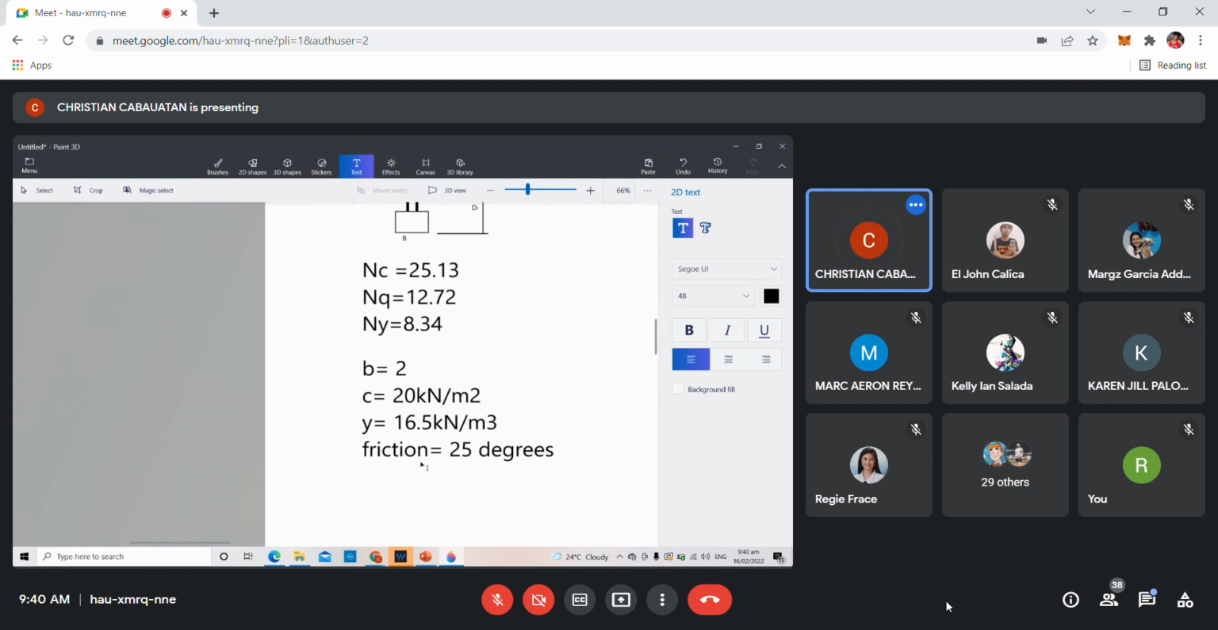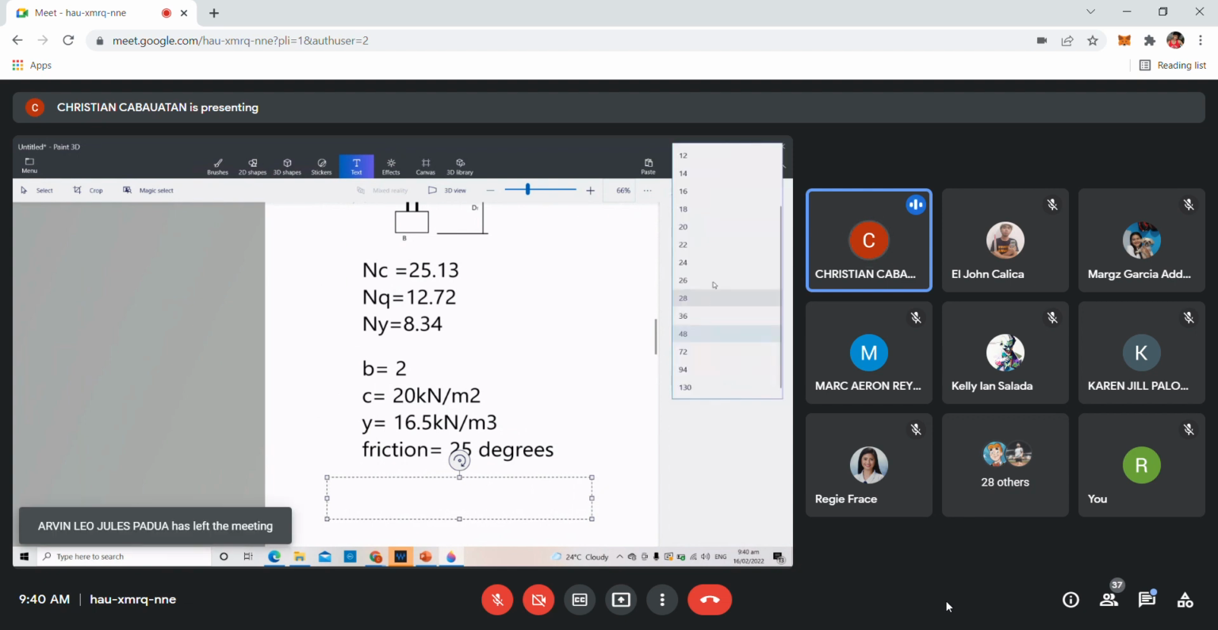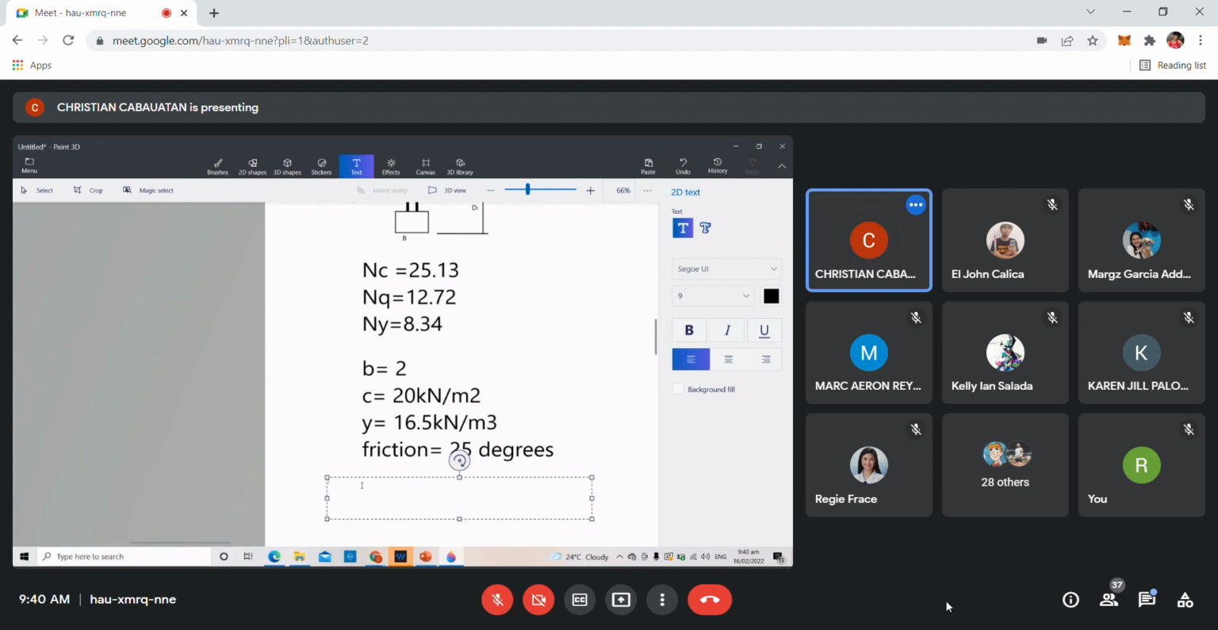Okay. So, ano yung formula na gagamitin natin? It is a general shear failure. Ano yung formula ng kanyang square footing or square foundation? Ano yung formula niya? Anyone from the group? Qu is equal to?